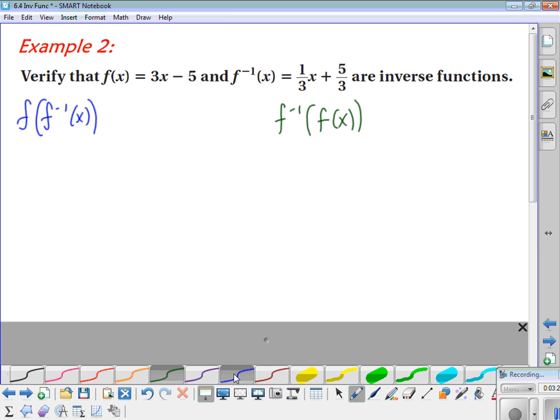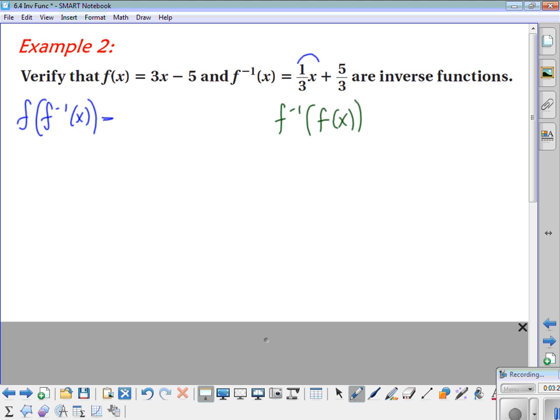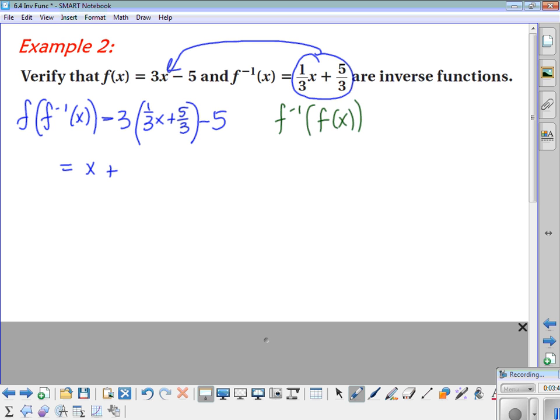So for the first one, I'm going to plug my inverse into the original function. So I'm going to have 3 times 1/3 x plus 5/3 minus 5. So if I distribute my 3, I get x plus 5 minus 5, and so that comes out to equal x. So far so good, right?